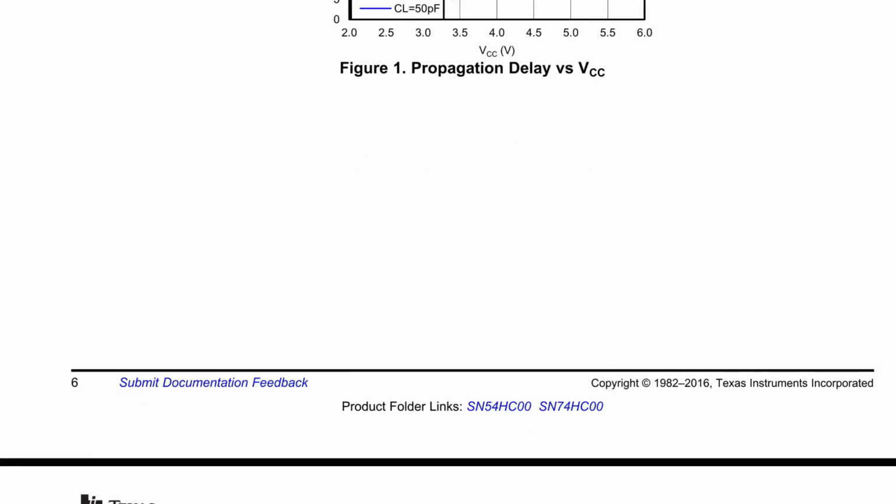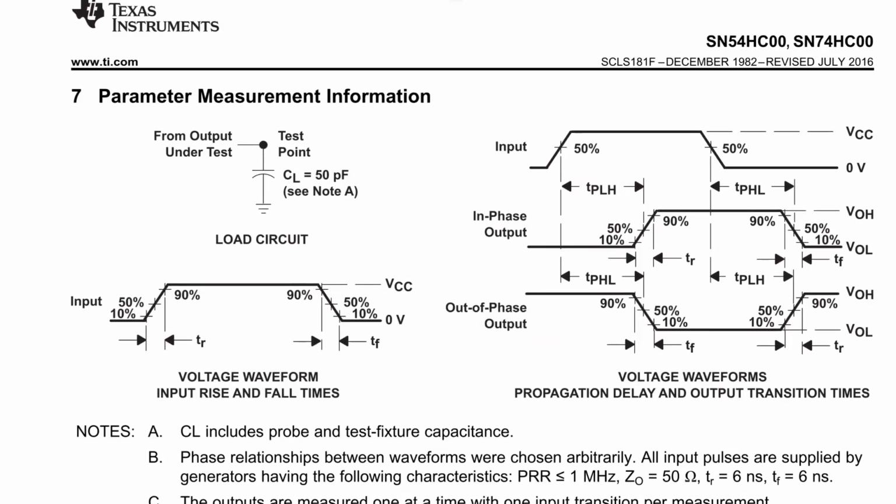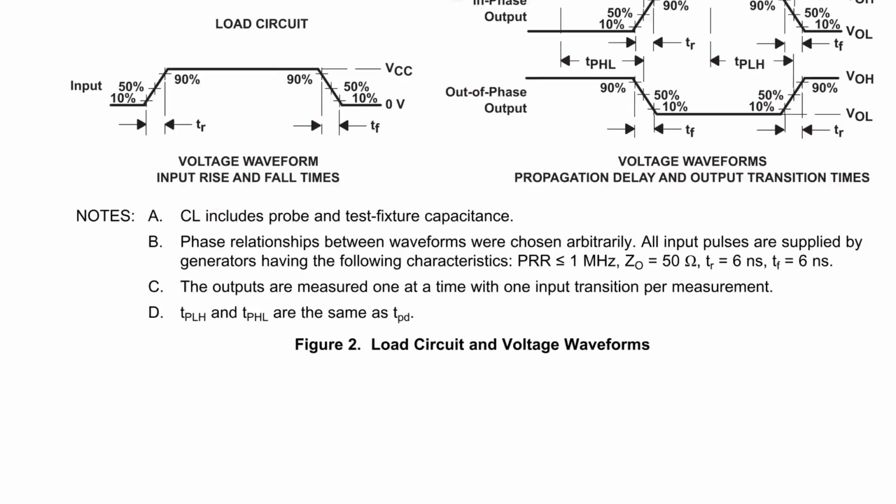Oh, I just made an absolute fool out of myself, didn't I? Here we go. Parameter measurement information. They've got it here. Sorry, TI. Shouldn't have doubted you. I still got my TI TTL data book, which is like 4 inches thick. Anyway. So, yeah, there you go.